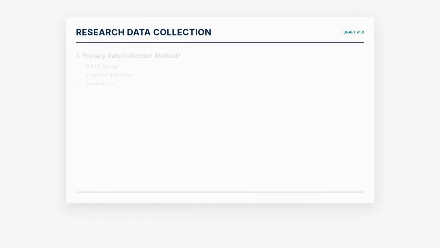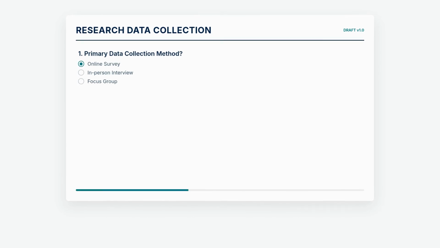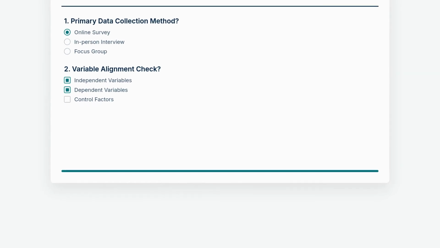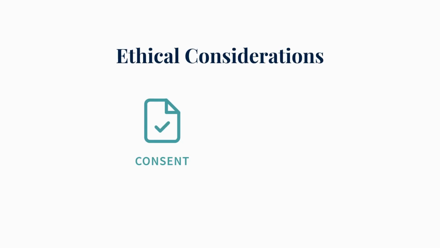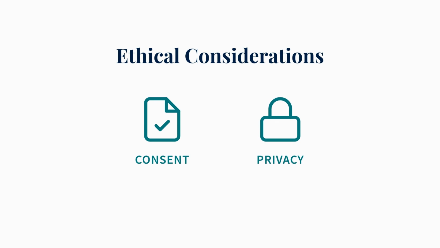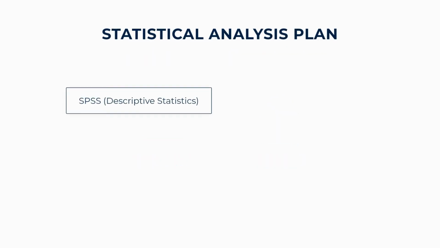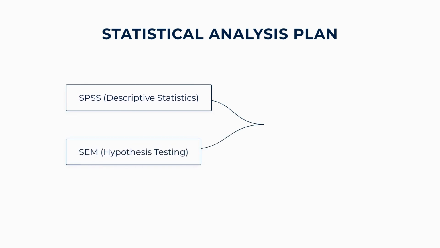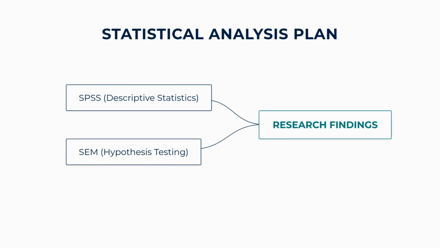You describe data collection methods, like online surveys and questionnaire design, ensuring the questions align with your variables. Ethical considerations are crucial. Mention how you obtained consent and protected participants' privacy. Finally, outline your statistical analysis plan, like using SPSS for descriptive statistics or SEM for hypothesis testing.